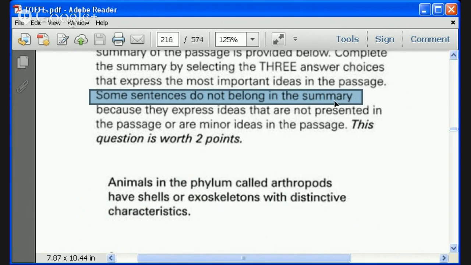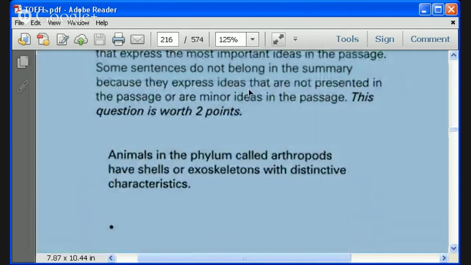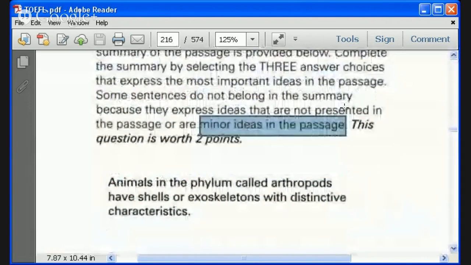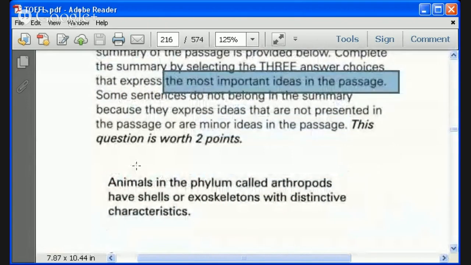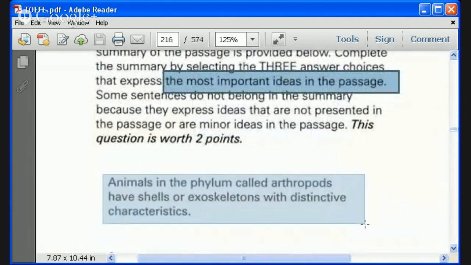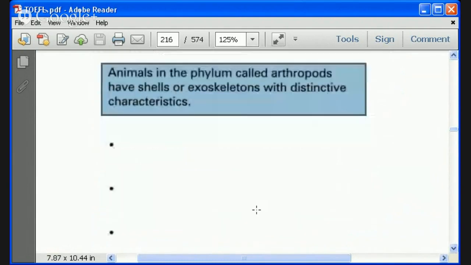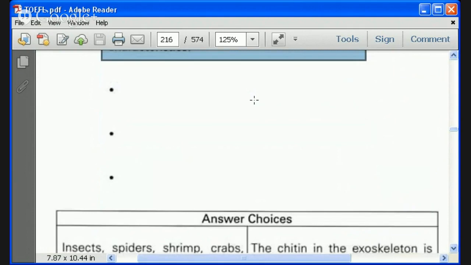Some sentences do not belong because they express ideas that are not presented in the passage or are minor ideas in the passage. Okay, the ideas that are not in the passage are fairly easy to eliminate. The ones which are considered minor ideas may be ideas you think are the most important, but they do not closely match this particular summary which they have given you to work off. That is the key to this exercise.